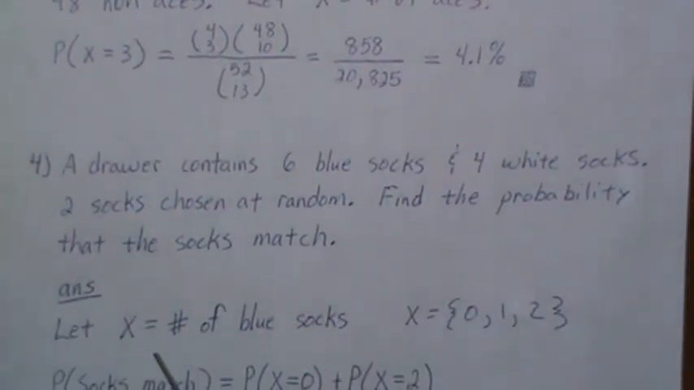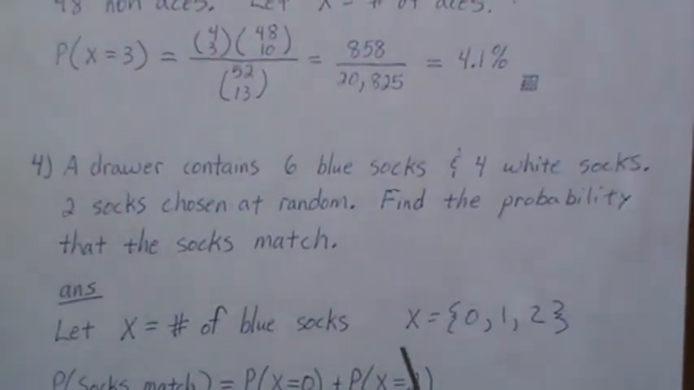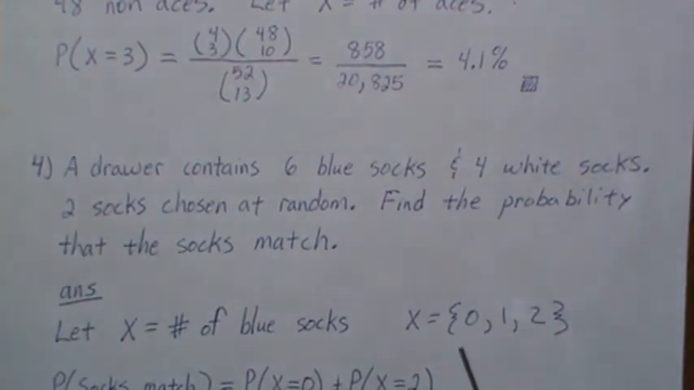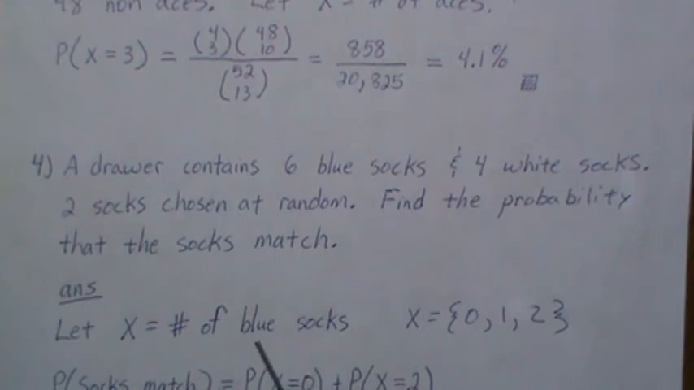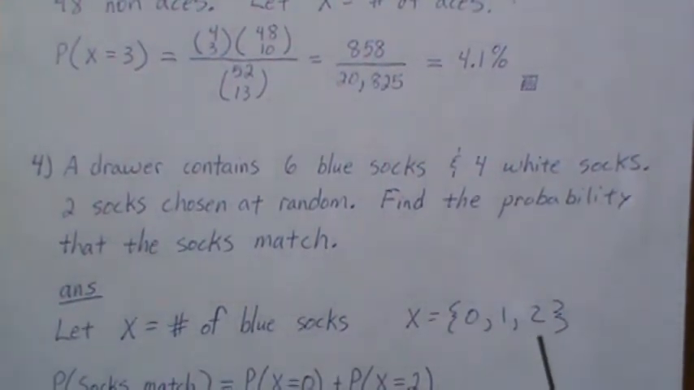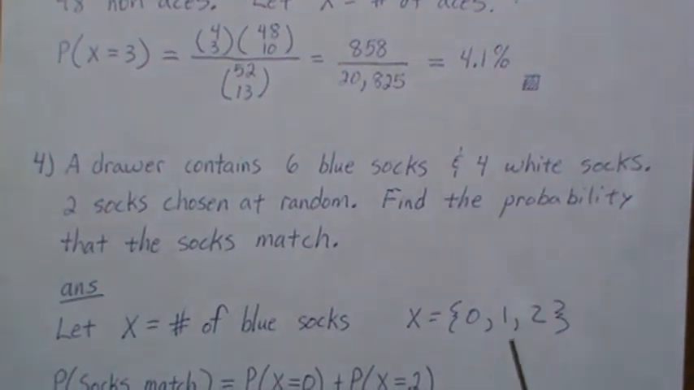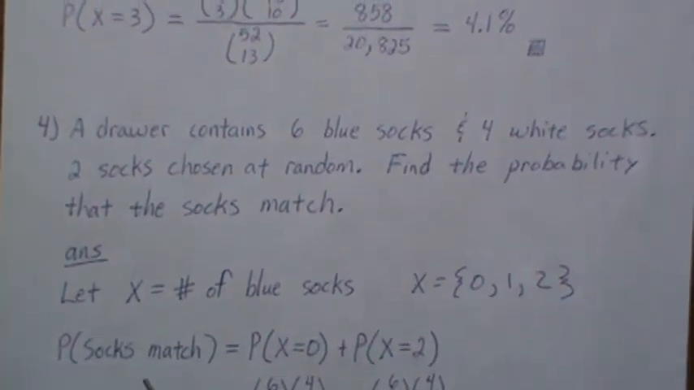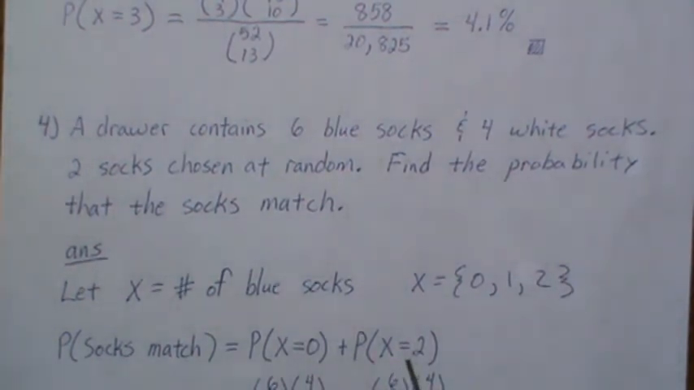So let's let X equal the number of blue socks. So X can be 0, 1, or 2, right? We're picking 2 at random. And if the number of blue socks is 0, that means we grab 2 whites. If X equals 2, then we grab 2 blue. So we're interested in the probability that X is 0 or X is 2.